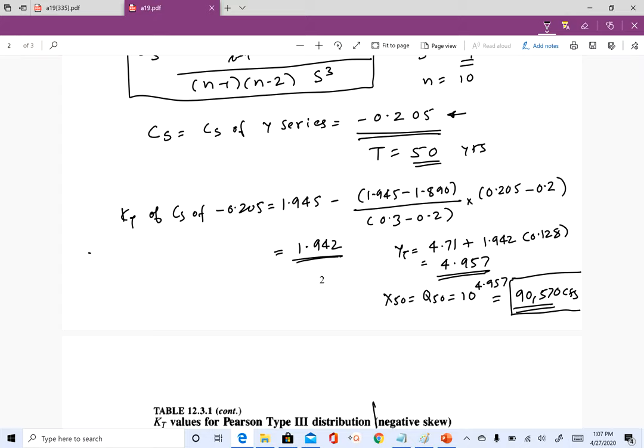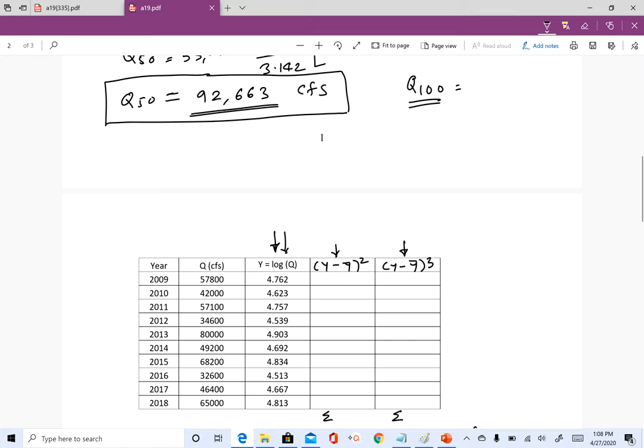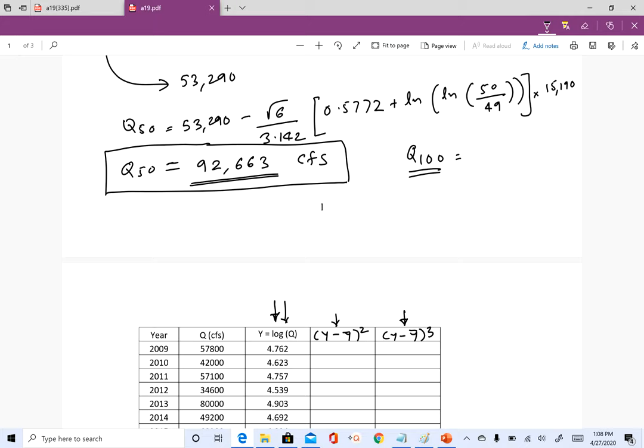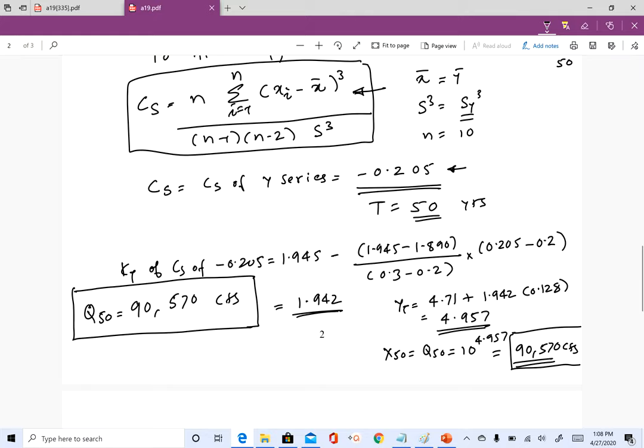I'll just write that down here. Q50 is 90,570 CFS. This is using LP3. If I go back and look at the answer that I got for EV1, which is 92,663, you can see that these numbers are slightly different, but they are not too far off from each other. This is how you can use the log Pearson type 3 method to get the flow corresponding to a return period.